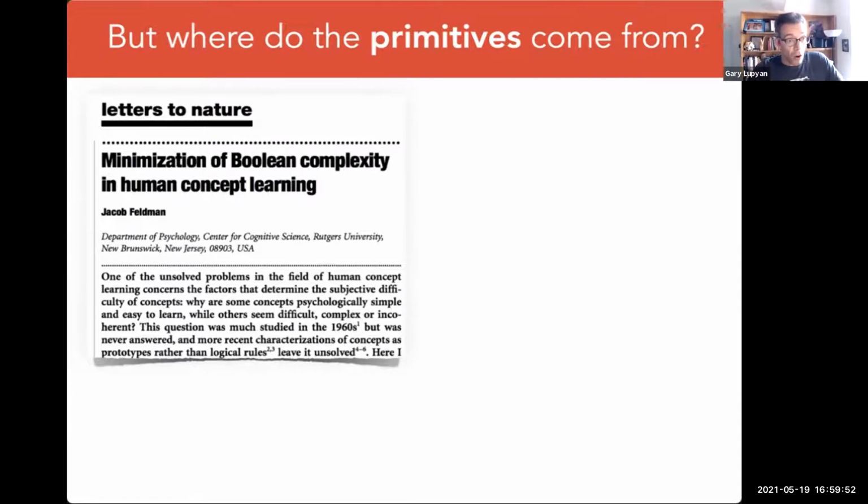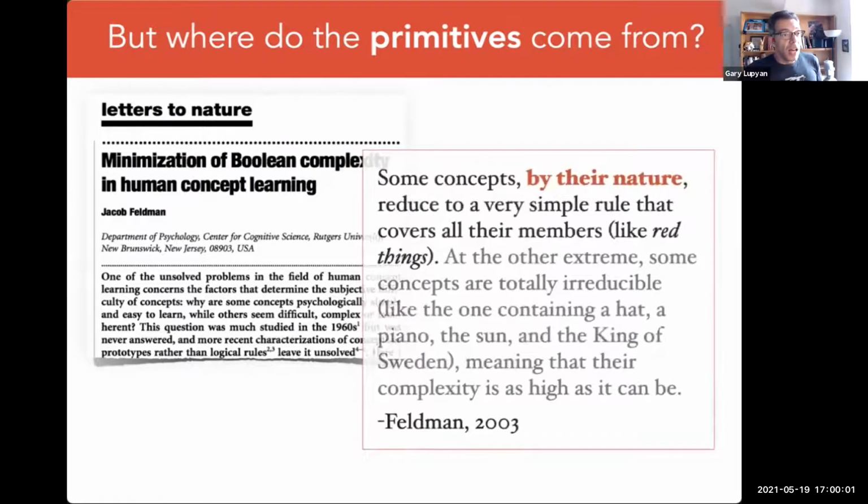So some categories are hard for people to learn, others are easy for people to learn. To the question of why, what makes something easy to learn, one answer is that the easy to learn ones are inherently simpler, right? Because they correspond to something like a simple rule, red things. What could be simpler? You have a primitive notion of redness, and if you have to learn or induce a category that includes red things, excludes non-red things, well, that's really easy. In comparison, trying to learn what Feldman calls a totally irreducible category, like a category containing a hat, a piano, the sun, and the king of Sweden, well, you know, that's pretty hard, right? And so its complexity is as high as it can be.